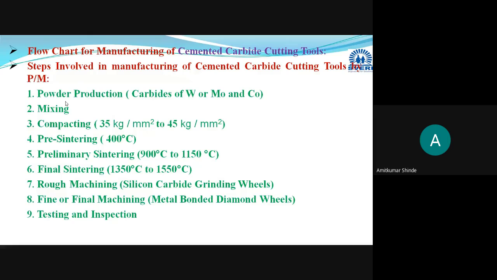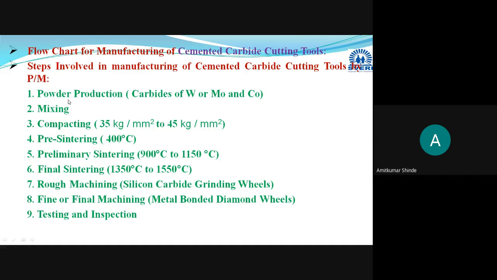Okay, then this is your first stage, the powder production. You have to mention the powders required: carbides of tungsten, molybdenum, and cobalt powder or its alloys. You have to mention their ratios: 80% carbides and 20% cobalt or their alloys. And all these powders are obtained by the chemical process, in which the reduction chemical process is used. You have to mention that in the powder production stage.